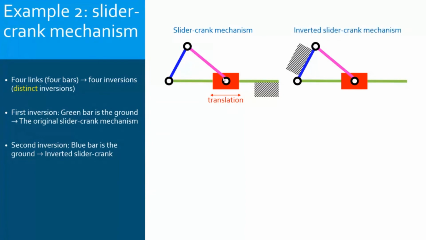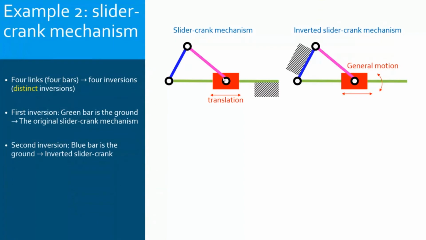We can also ground the blue bar. Now, if the blue bar is inverted, and this is also in the literature, when we say inverted slider crank mechanism, this is mostly what we mean. We mean this one. The two others remaining that we will see later are also inverted slider crank mechanisms, but this is the most popular one, the most used one.